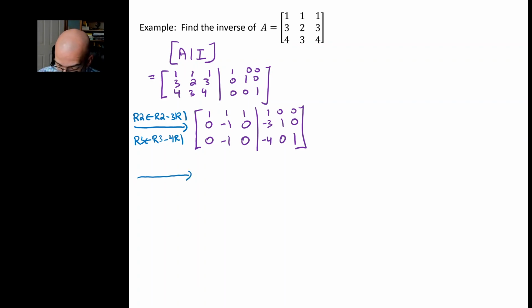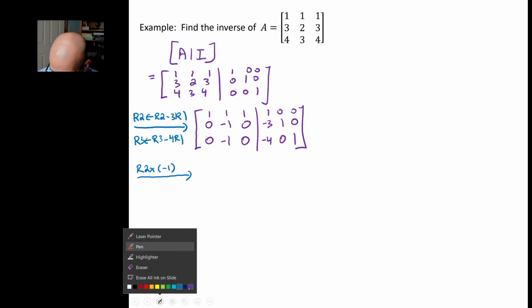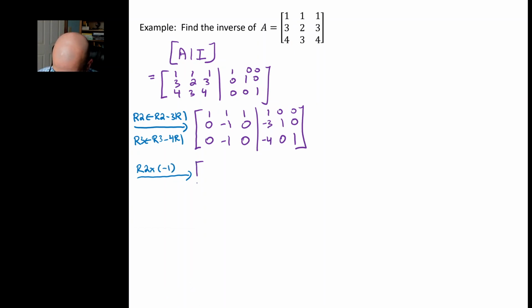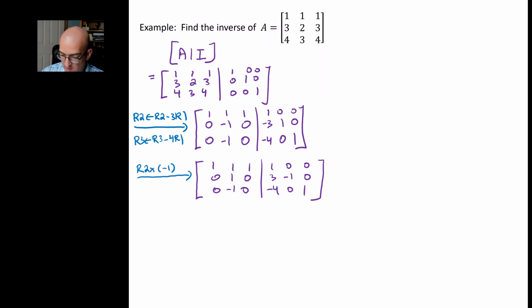I'm going to create a leading 1. I'm going to take row 2 and multiply it by negative 1. So 1, 1, 1, 1, 0, 0, 0, 1, 0, 3, negative 1, 0, 0, negative 1, 0, negative 4, 0, 1. Okay, and I have a leading 1 that isn't happy. So unhappy leading 1. So the next move, I got to make it happy.